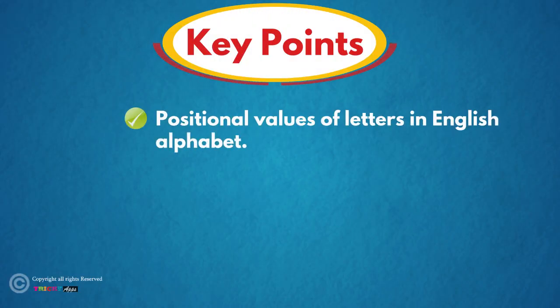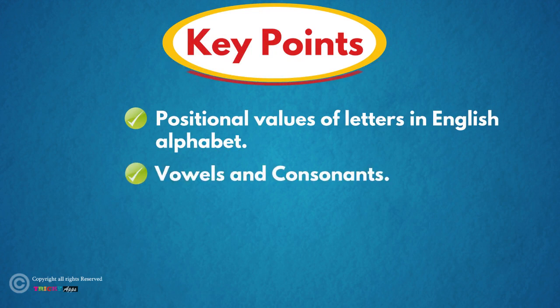First one, positional values of letters in English alphabets. Second one, vowels and consonants. Third one, opposite letters.